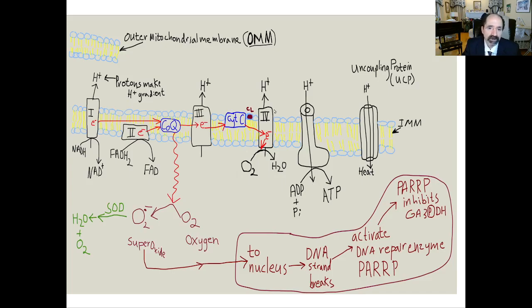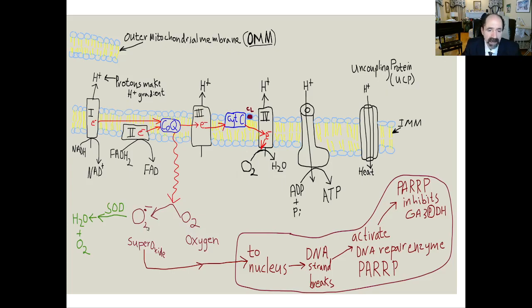But when this gradient gets too high, complex number 3 is overwhelmed and it no longer has the ability to pump a proton into the intermembranous space. So the electrons start to reverse their direction. They go to coenzyme Q, bounce off of coenzyme Q, and a single electron is given to oxygen, which is not supposed to happen. And the oxygen is converted into a reactive oxygen species, a free radical called superoxide.